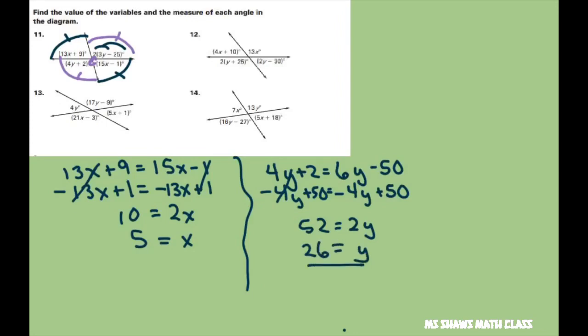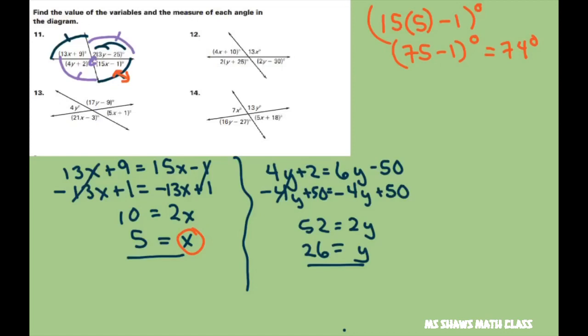So we solve for our x and y, but we also have to find the measure. So we're going to plug the x back into one of these. I'll let you plug it in the other one. I'm going to plug it into, I think, the easiest one for me to do it without a calculator. So I'm going to do 15 times 5 minus 1 degrees. So 15 times 5 is 75 minus 1 degrees equals 74 degrees. So this should be 74 and this should be 74. I leave it to you to check it out.